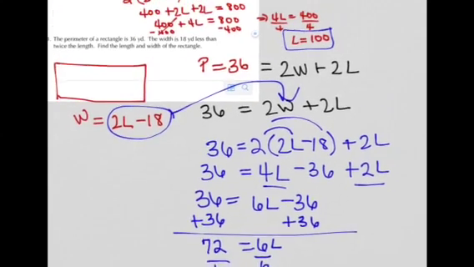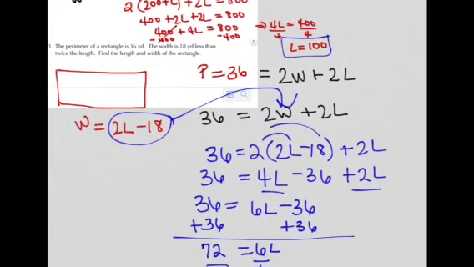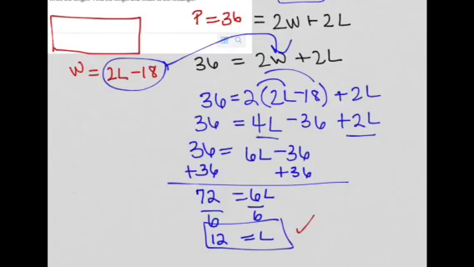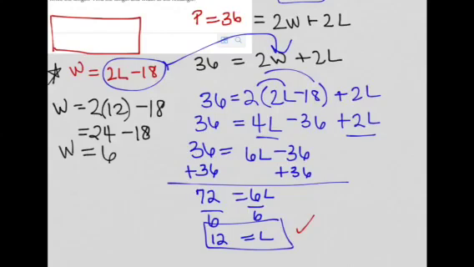But again, are we done? Read the question again. Find the length and width of the rectangle. We have only found the length. So we're halfway there, but now we go back to the beginning. The width is 2 times the length minus 18. We're going to plug 12 in for L into the width formula. Two times 12 is 24. 24 minus 18 gives us a width of 6.